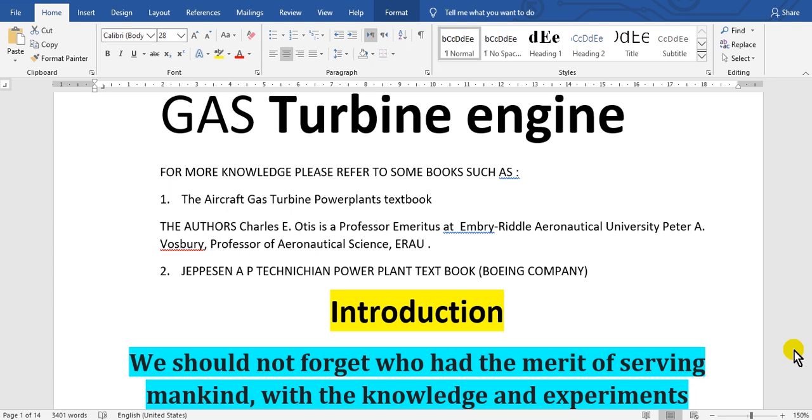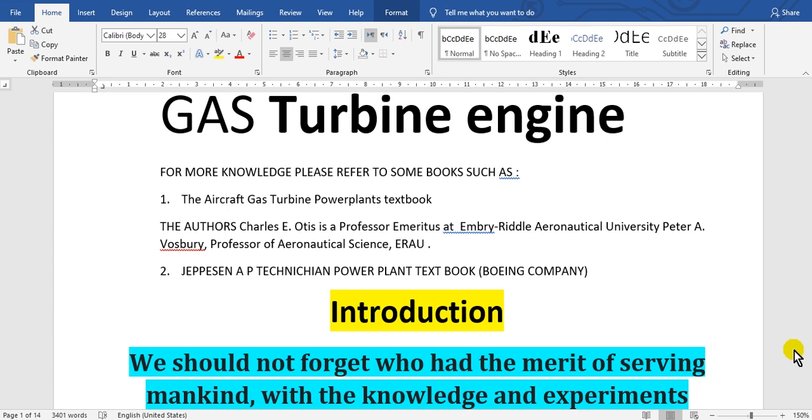So the engines are of many types. Which is the least fuel consumption of all the types of engines? This engine is the gas turbine engine. So we will begin with that.